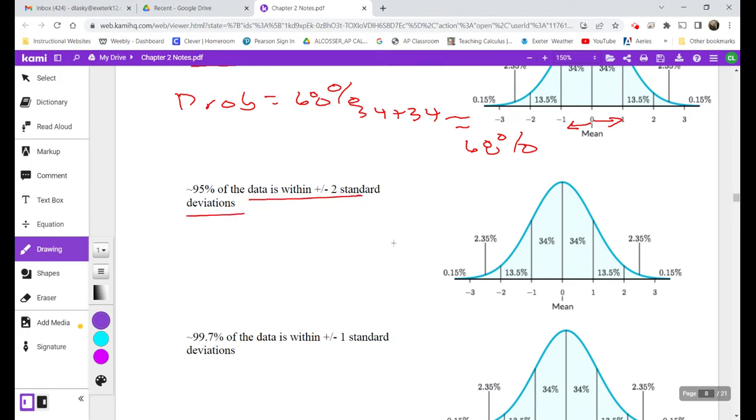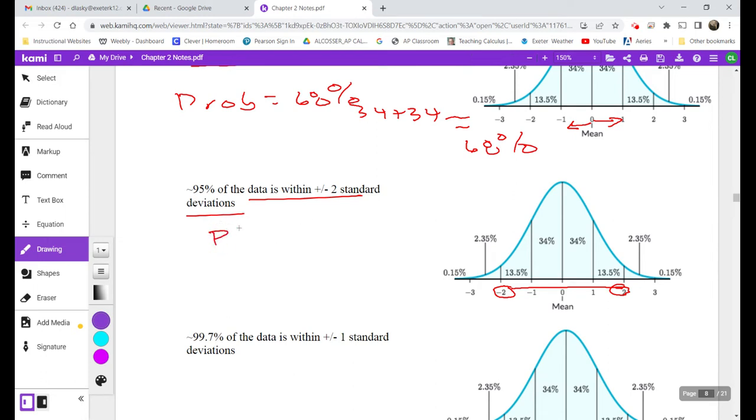Same thing. I'm going to add 2 standard deviations. I'm going to go from the -1 to the +1. And what do I get? I get the probability that 95% of the data is within two standard deviations.